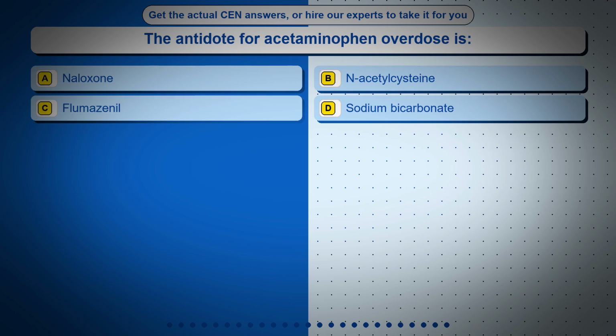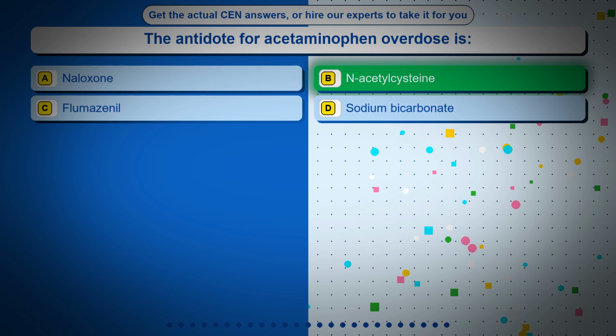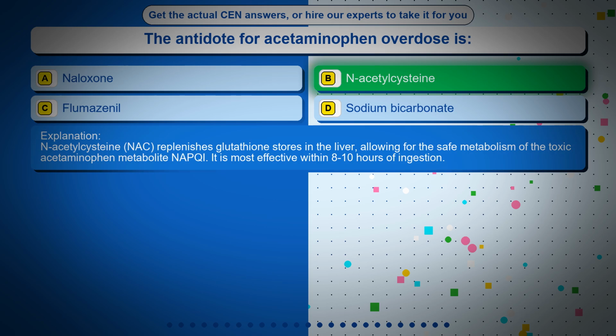Question 25. The antidote for acetaminophen overdose: Option A. Naloxone. Option B. N-acetylcysteine. Option C. Flumazenil. Option D. Sodium bicarbonate. The correct answer is option B. N-acetylcysteine. N-acetylcysteine, NAC, replenishes glutathione stores in the liver, allowing for the safe metabolism of the toxic acetaminophen metabolite NAPQI. It is most effective within 8 to 10 hours of ingestion.